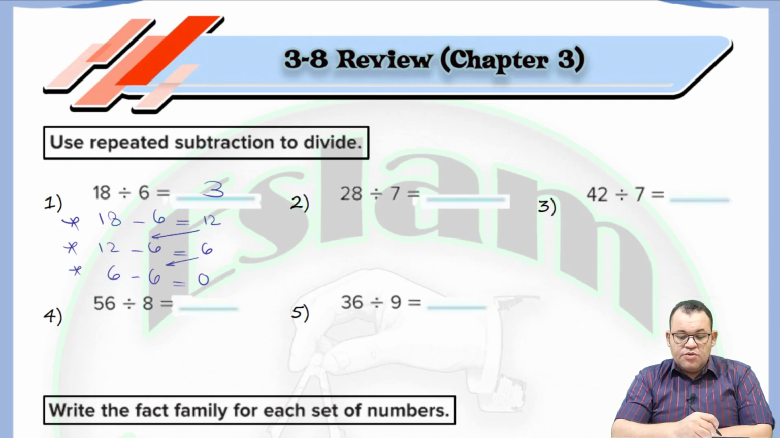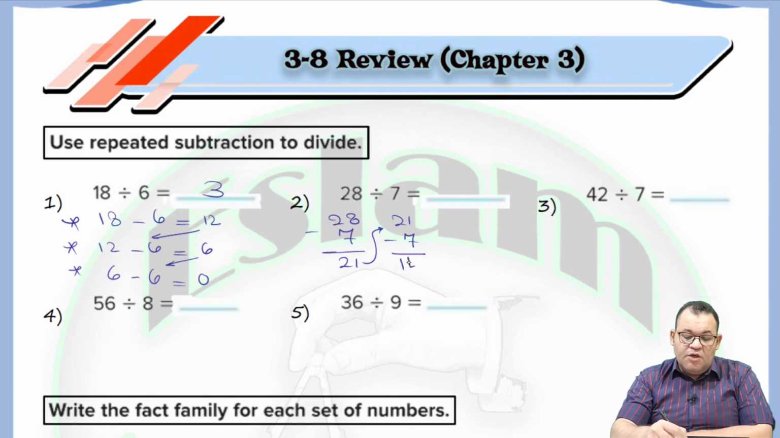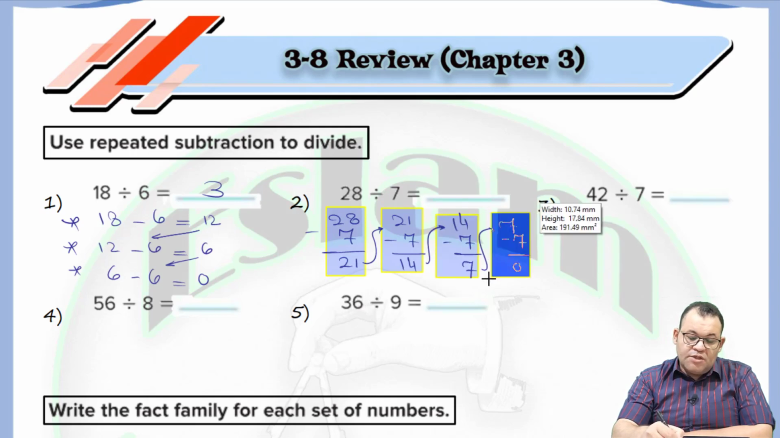Again with question number 2. 28 divided by 7. You will use subtraction to find the quotient. So at first I will say 28. If I subtract 7, you will find that the answer will be equal to 21. Again, we'll start with 21 minus 7. You will find it will be equal to 14. Again, we'll subtract here 14 minus 7. You will find that the answer will be equal to 7. So 7 minus 7 equals 0. By subtracting, we know that we subtract 4 times. So the quotient now will be equal to 4.